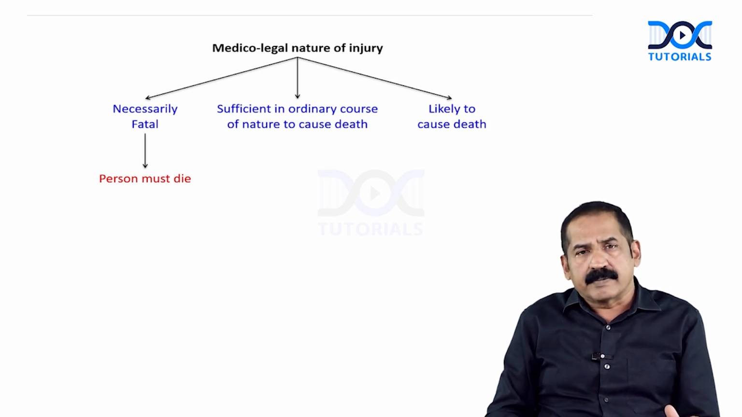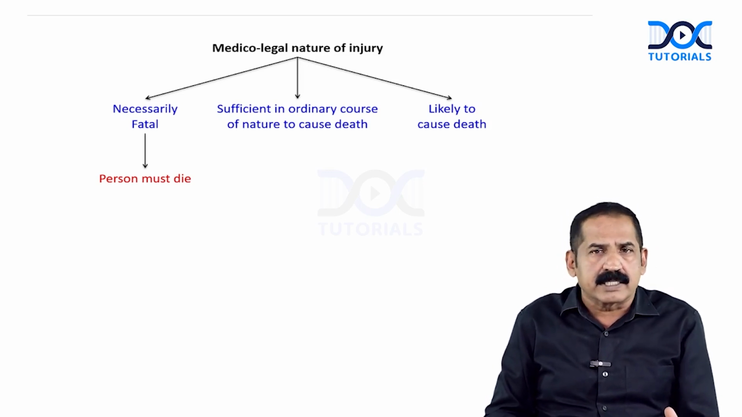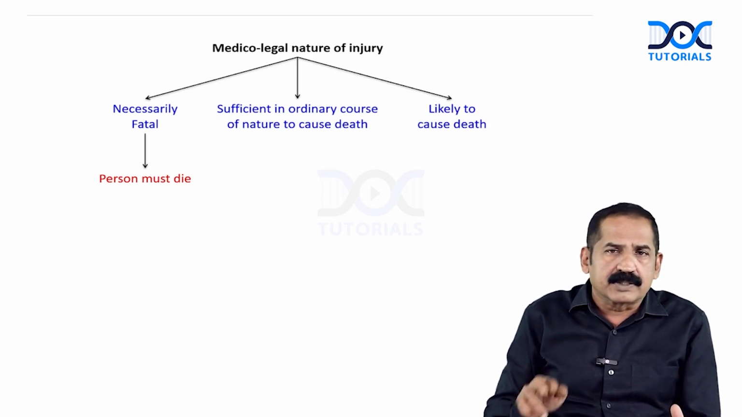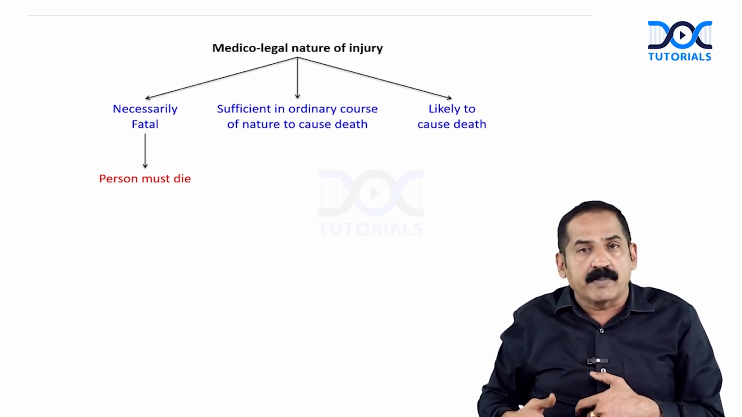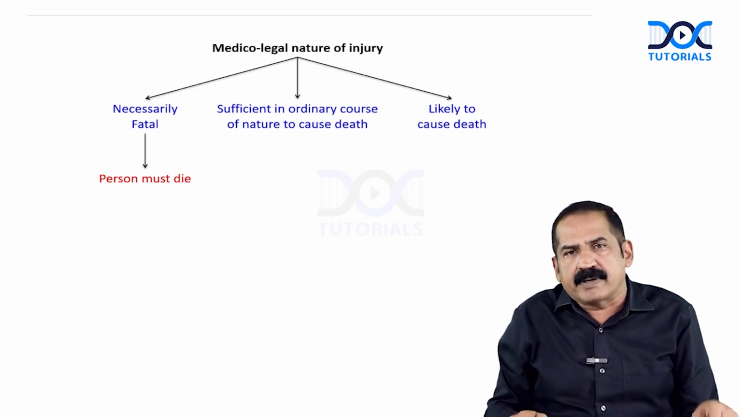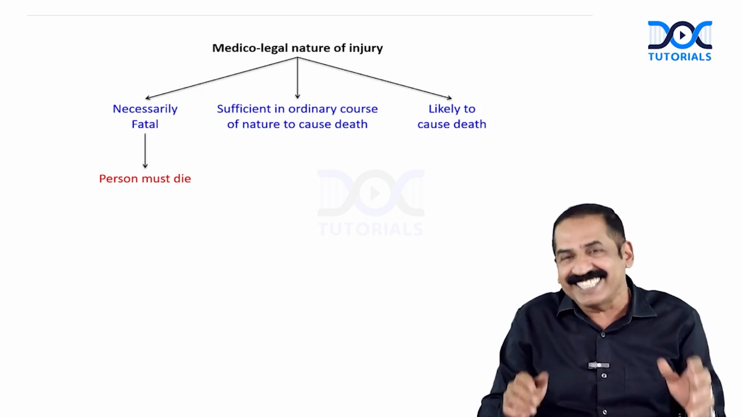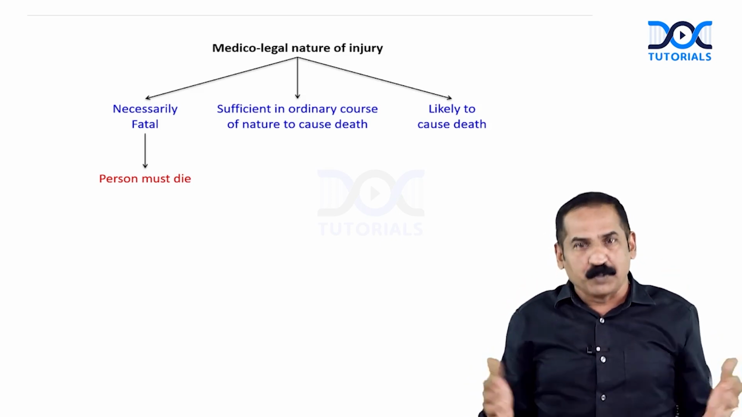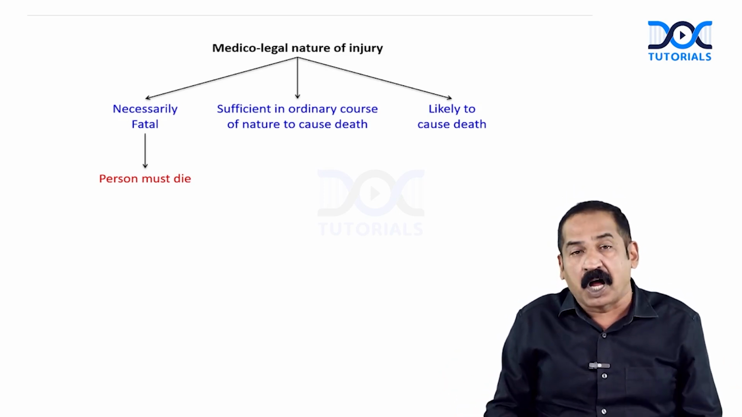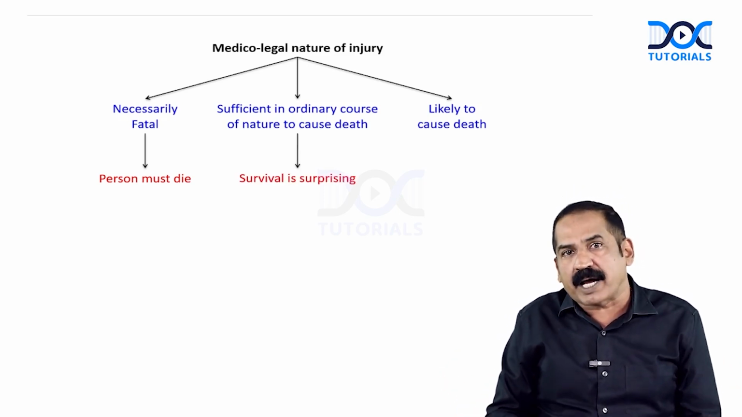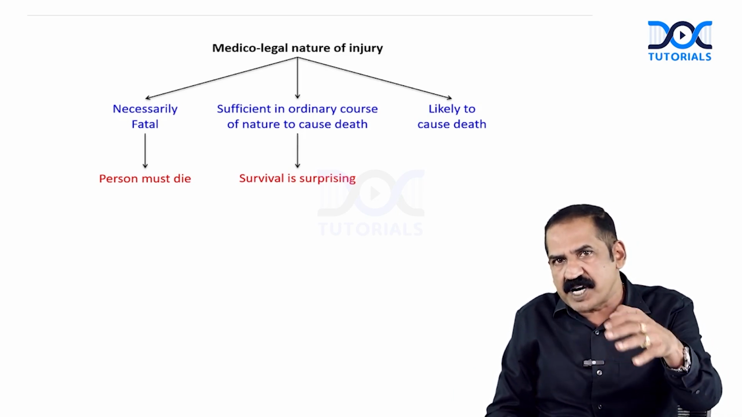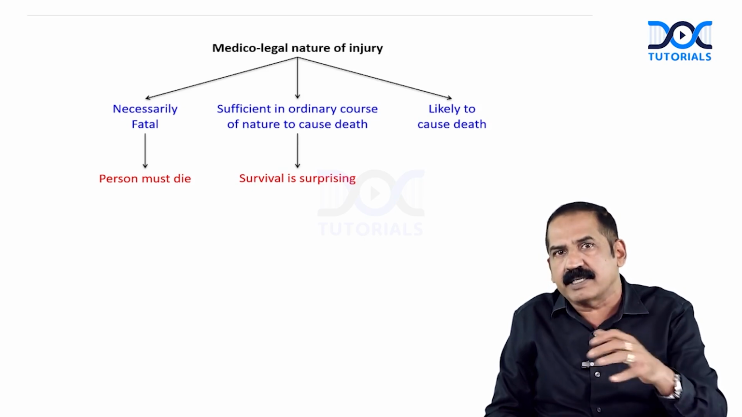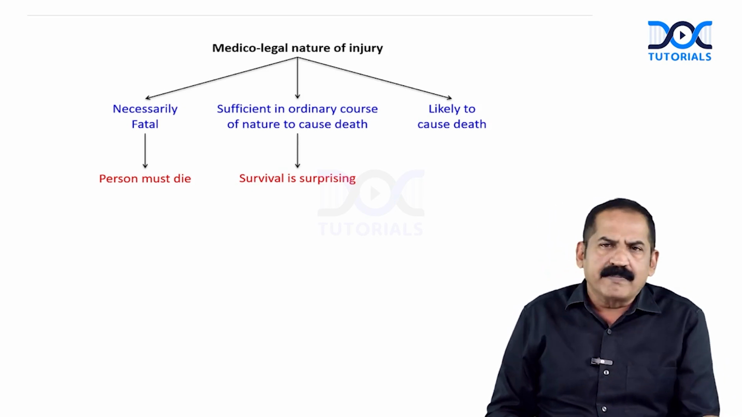Then I ask, what happened? Have you not undergone surgery? Then he says, no, nothing. I went to a medical shop. I purchased a band-aid for 2 rupees. I pushed all my intestine into the abdominal cavity and I applied a band-aid. Now you see, perfectly all right. Now, survival is surprising. Otherwise, in ordinary course, we expect that person to suffer from peritonitis, septicemia and death. But here, he survived. What do you mean by likely to cause death?